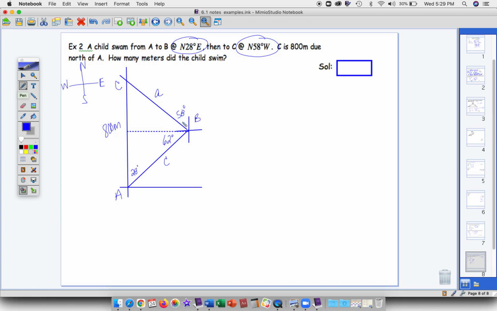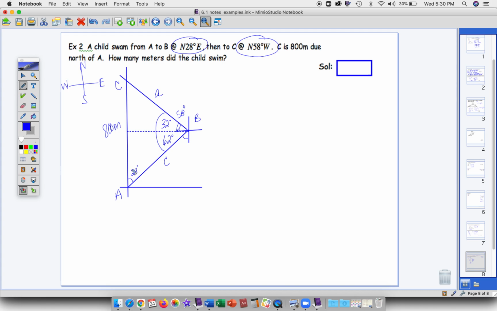And then the same thing here. You can also use alternate interiors. This is 28, this is 28. Lots of different ways to look at it. This is 58. Then again, this is its complement. So this angle here would be the complement of 58, which is 32. So that gives me an angle of 94 degrees.